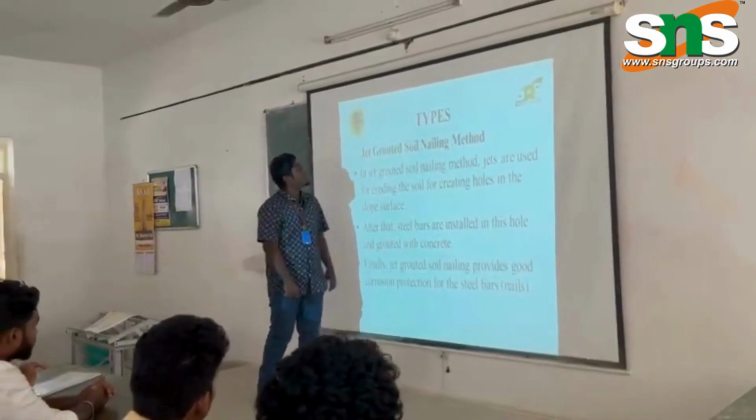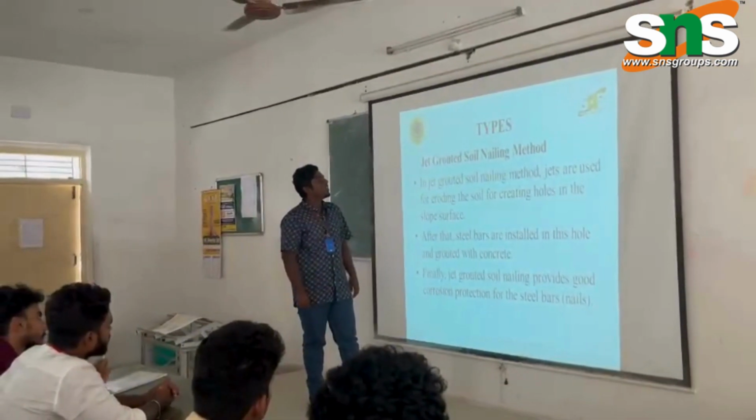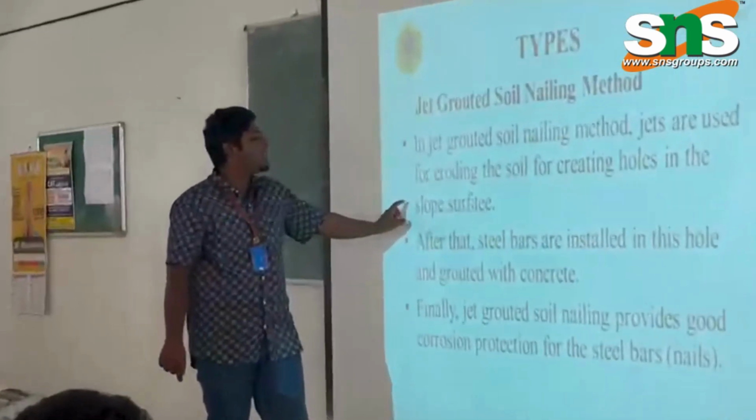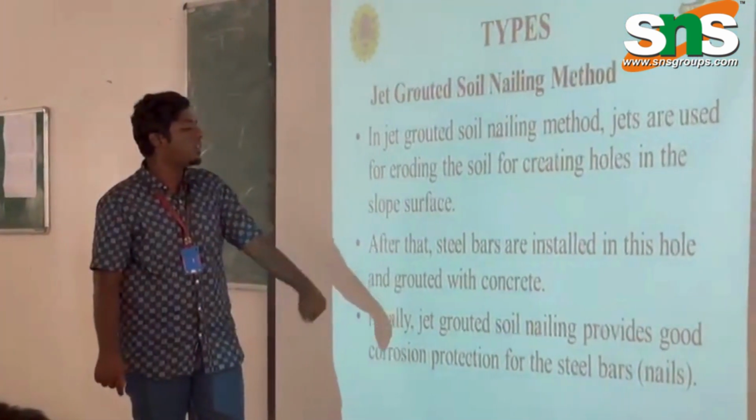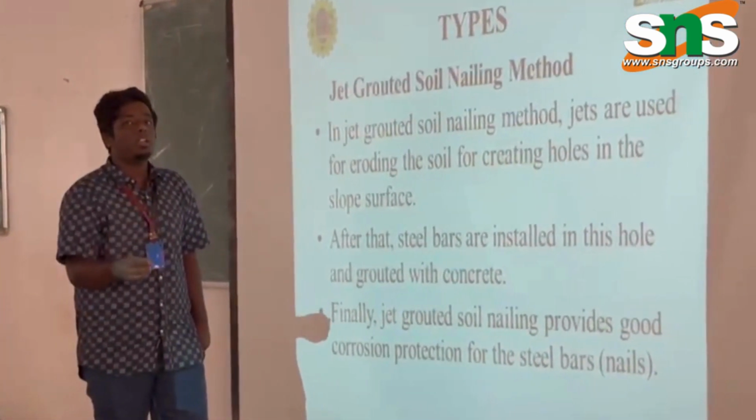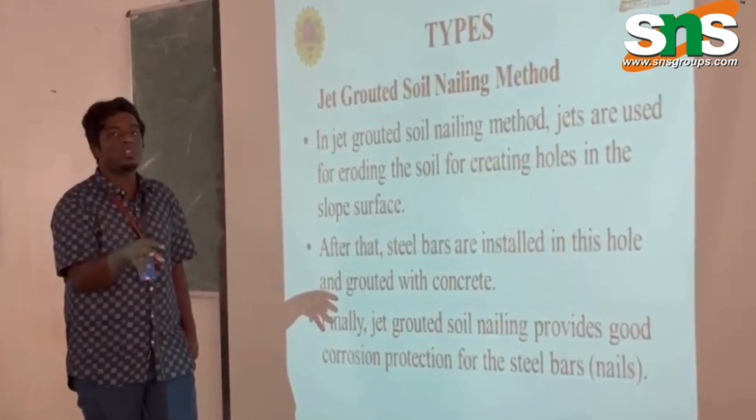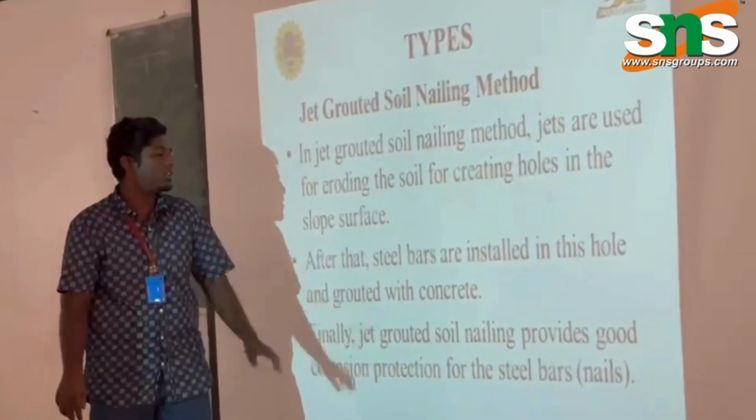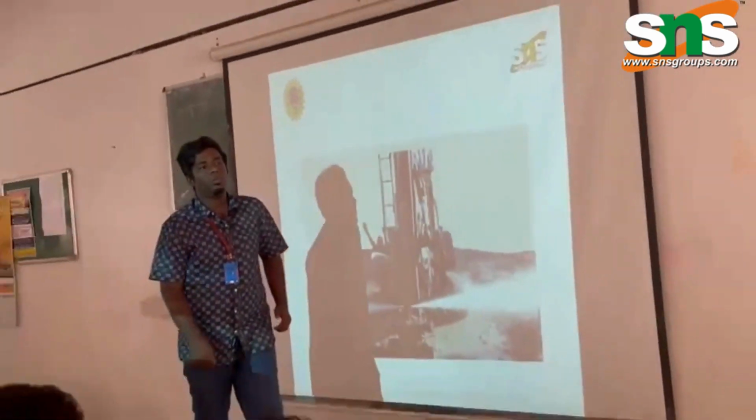Jet grouted soil nailing. This is used mostly in the US and in foreign countries also. After the steel is installed, it is grouted with concrete, and the jet flow of water pressure forms in the face areas, and it helps resist the corrosion process. Thank you.